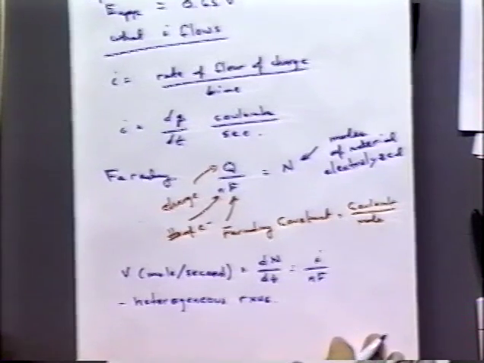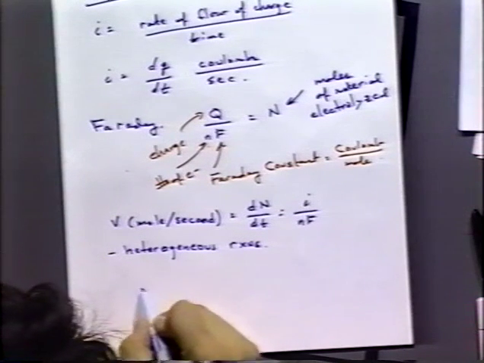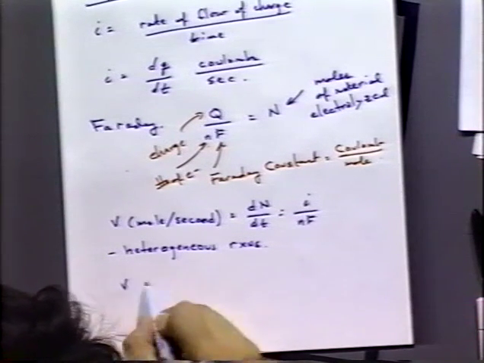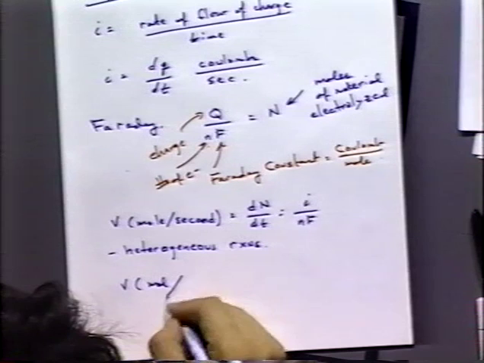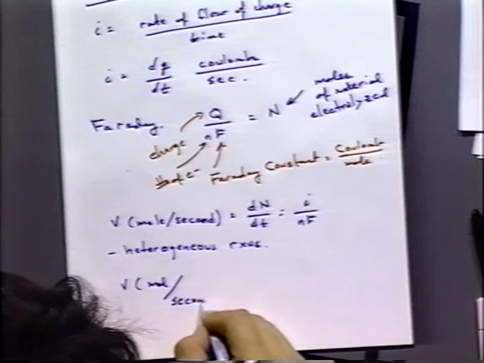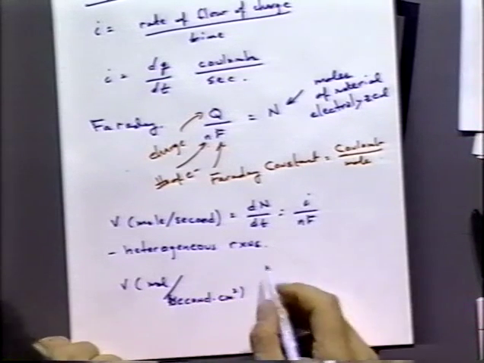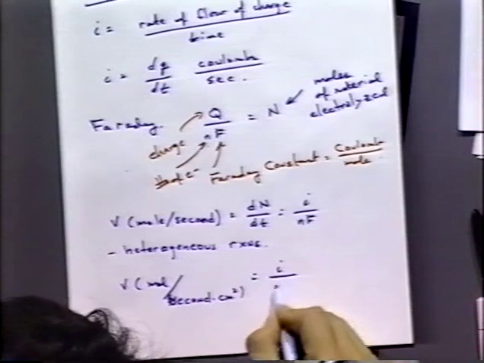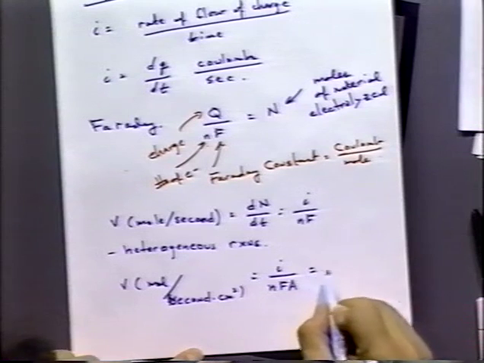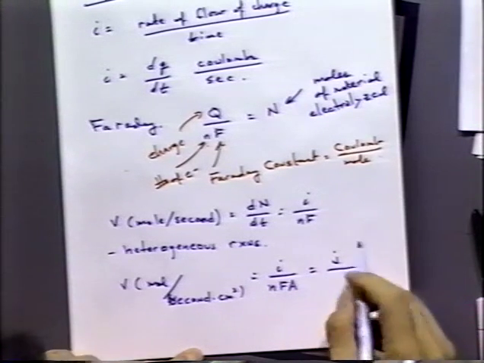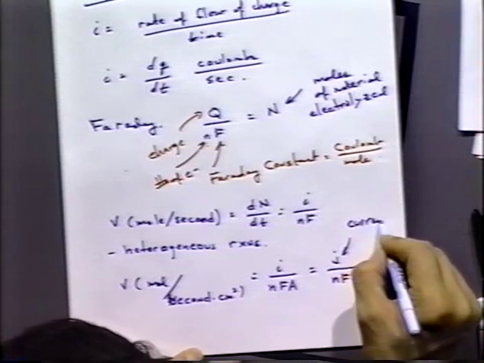We also usually use the rate in sometimes a different way. We use it sometimes in moles per second times square centimeters. To give us this sort of equation, I over nFA. And that would be sometimes written as J over nF, or this would be a term called current density.